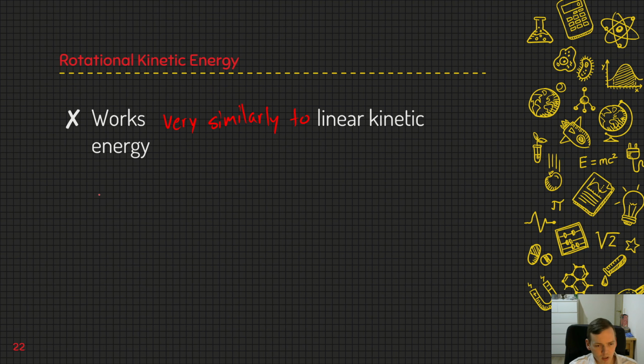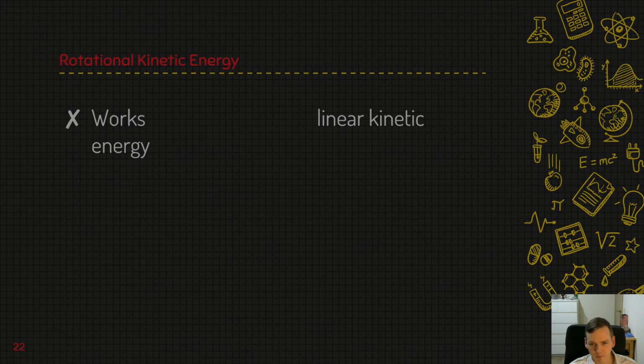So just like before with linear kinetic energy, we had delta KE equals 1/2 m delta v squared. So now with delta KE rotational, it's still going to be 1/2, but like before, instead of m, we're going to use I, the moment of inertia, and instead of v, we're going to use omega squared. So in other words, if for some moment of inertia we change the speed at which it's spinning, it's going to gain or lose rotational kinetic energy.